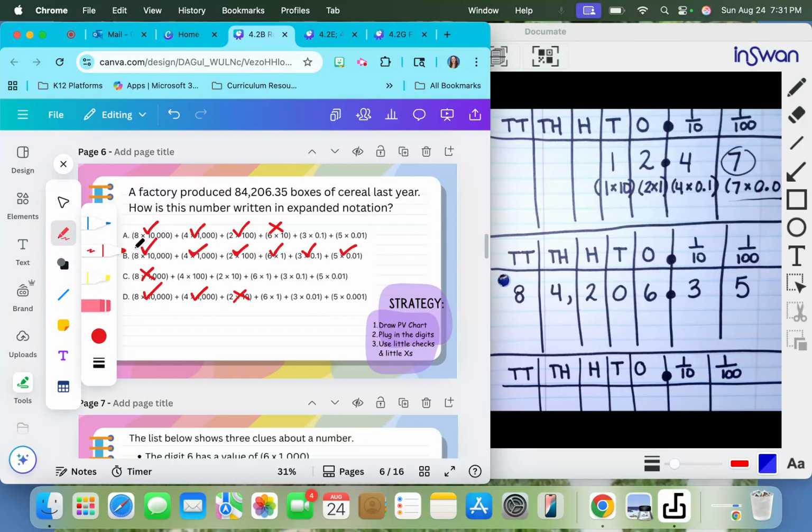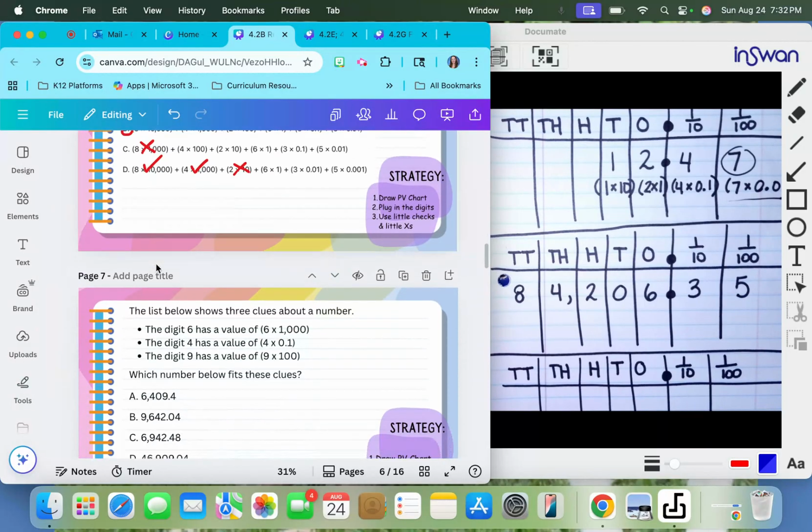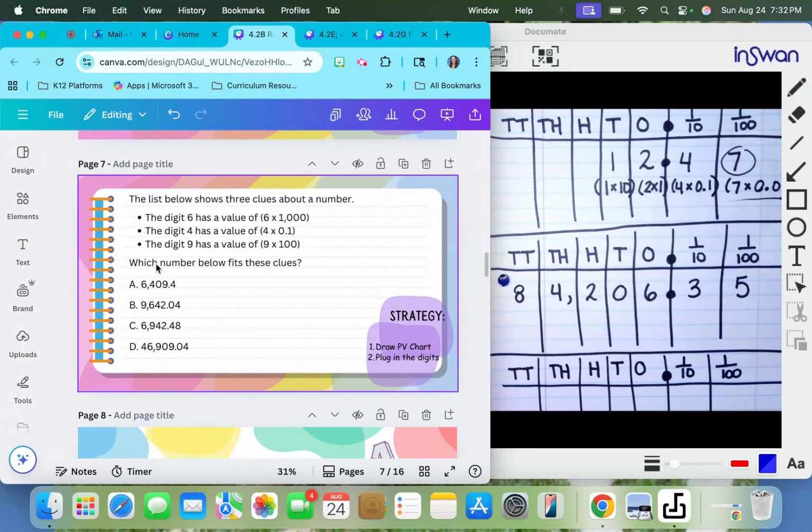Sorry, I can't quite circle it because my pen's in the way. There we go. So B, excellent job. Plugging in our digits on our place value chart and using our little checks and our little X's helped us process through this question and get it correct. All right, let's practice one more question together.